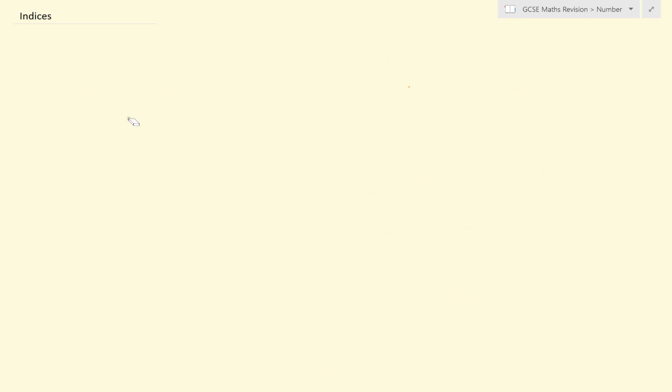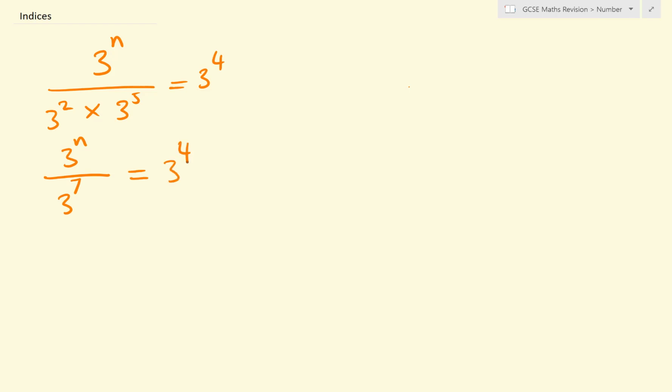Now let's have a look at a slightly more difficult exam style question. So we have 3 to the power of n divided by 3 squared times by 3 to the power of 5 is equal to 3 to the power of 4. Now you probably noticed that there is an n there. So what we need to do is find the value of n. Now first of all, we need to simplify the denominator. So according to our multiplication rule, we need to add the powers. So 3 to the power of 2 times by 3 to the power of 5 is 2 add 5 is 7. So 3 to the power of 7. That will give us 3 to the power of n divided by 3 to the power of 7 equal to 3 to the power of 4.